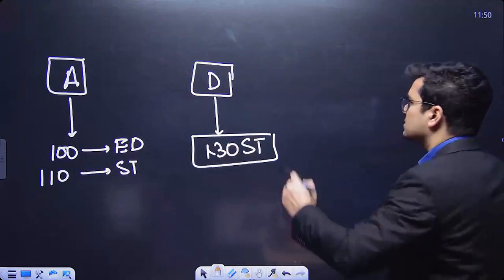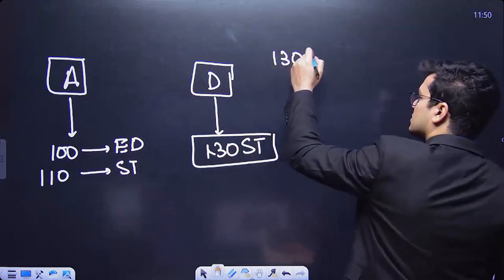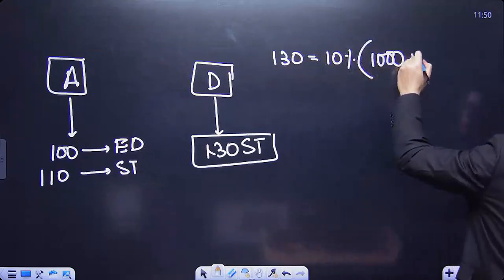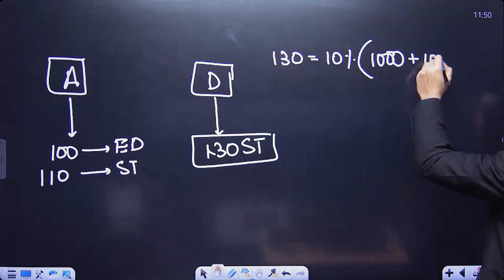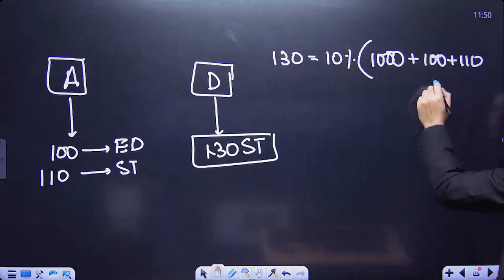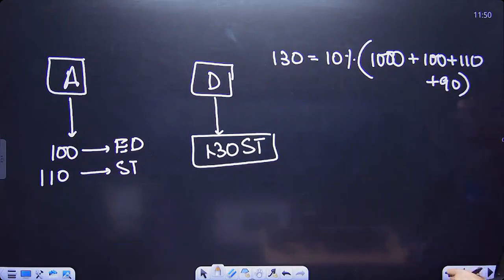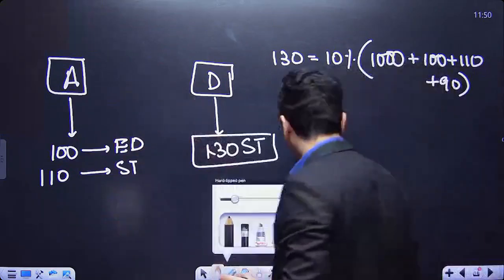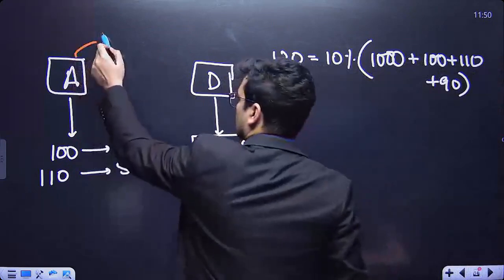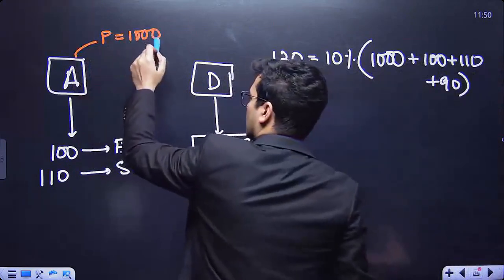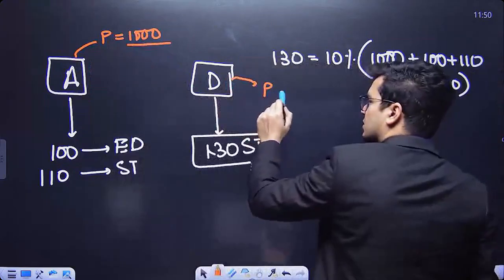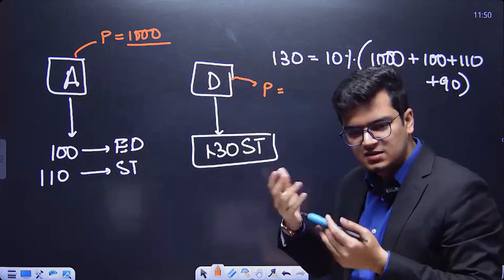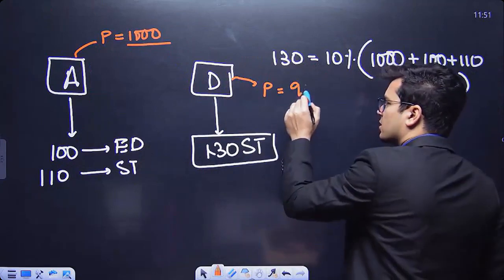This 130 is equal to 10% of 1000 plus 100 plus 110 plus 90. यहां पर 1000 रुपीज की चीज प्रोड्यूस हुई, प्रोडक्शन ऑफ 1000 रुपीज. यहां पर एक्चुअल प्रोडक्शन कितनी है? Whatever value added he has done, whatever value the distributor has added, that is the production. What is the production here? 90 रुपीज.